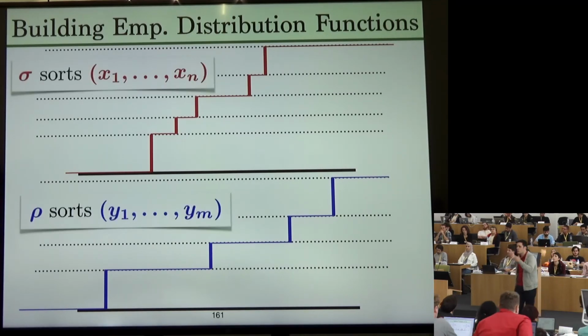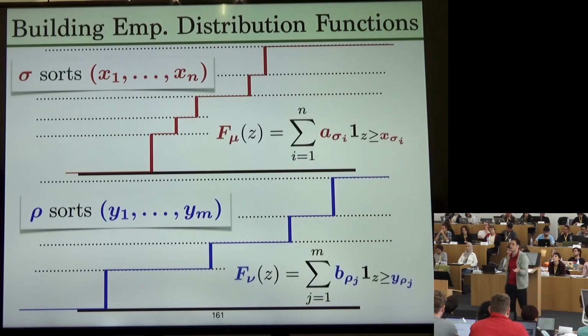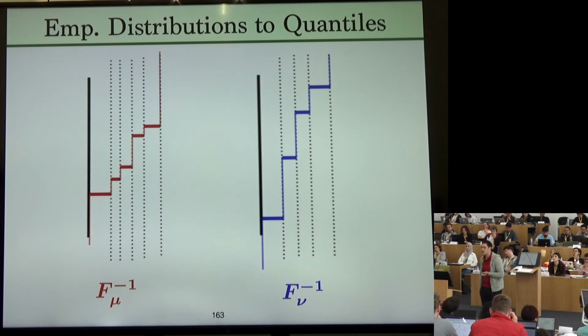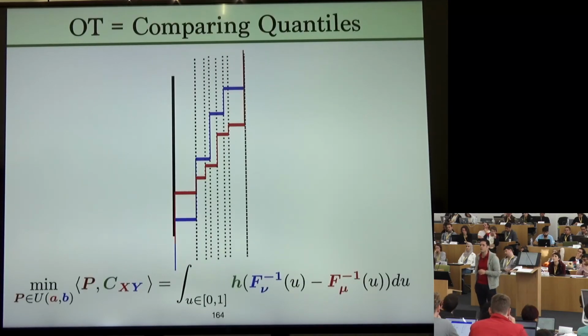And then I told you to compute such a staircase you need to sort the points. So sorting information is needed at some point. Okay, this is the empirical distribution. And then I told you actually the only thing you want to do when you do transport is compare the quantiles. So quantile is like the generalized inverse of those stairs, and just comparing them one after the other, integrating the difference like this.